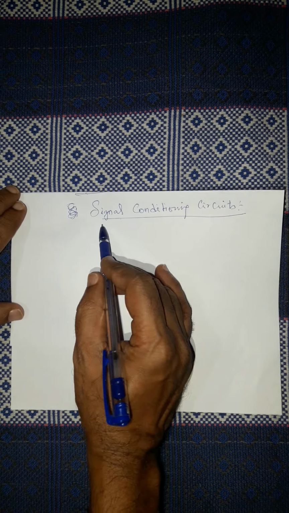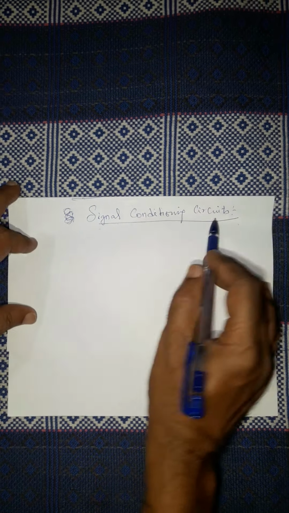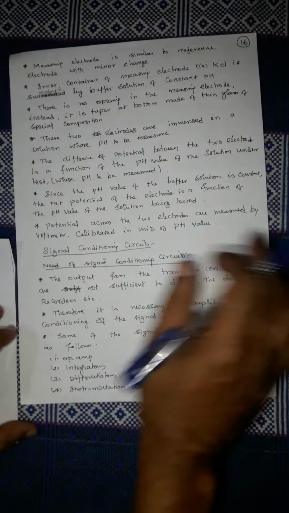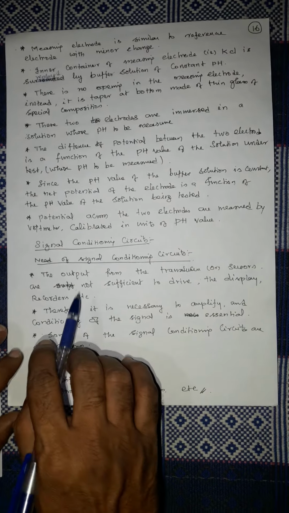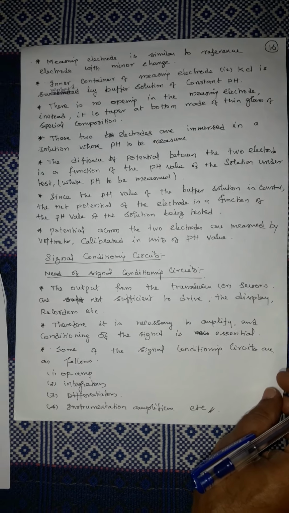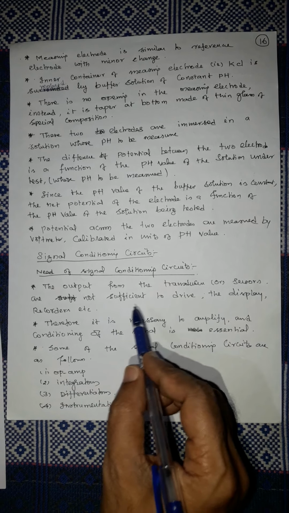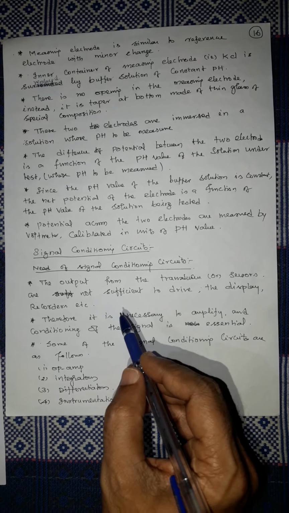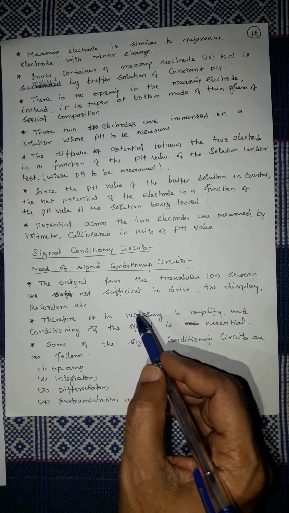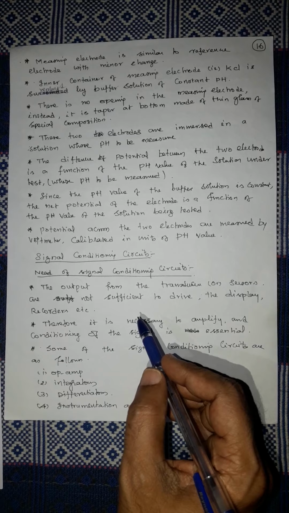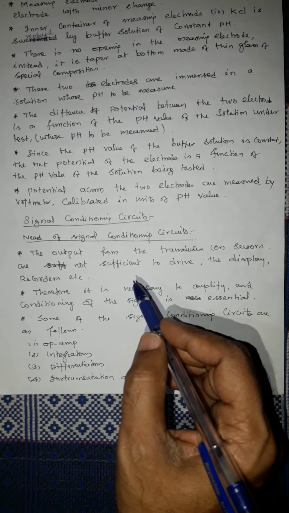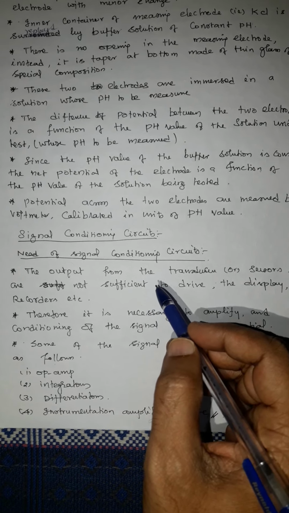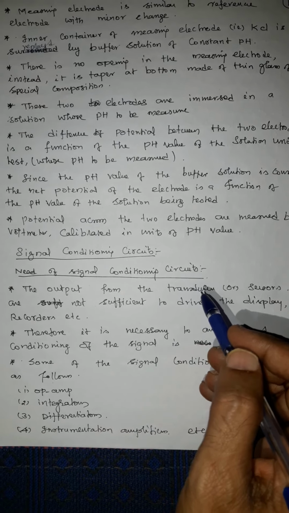Now the topic is signal conditioning circuit. Before we start this topic, we have to know what the need of the signal conditioning circuit is. Why do we have to use it? Because the sensor or the transmitter gives an output corresponding to the physical quantity. Why do you have to condition that signal? That is the need of the signal conditioning circuit.